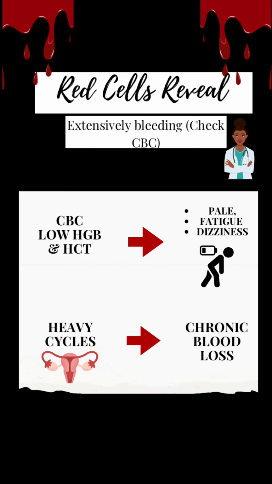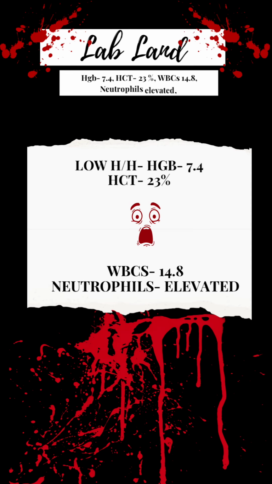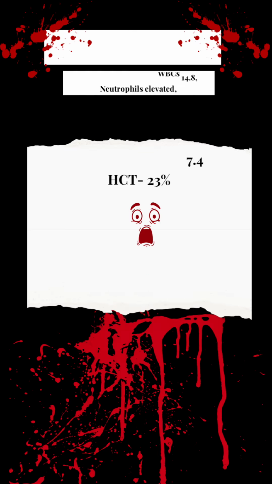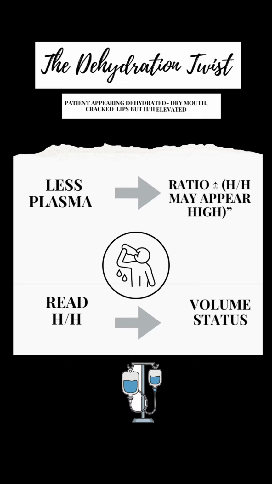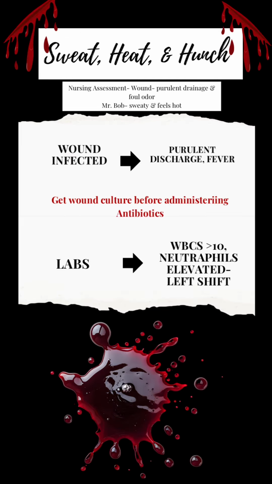Remember guys, chronic blood loss from things such as heavy menstruation or heavy cycles can do the same thing quietly over time. His labs come back: low hemoglobin and hematocrit, and elevated WBCs and neutrophils. She knows to avoid the dehydration pitfall because dehydration can make the H&H look high. Patients don't have more red blood cells, they have less water. Remember guys, always read the H&H in context of volume status and the story in front of you.